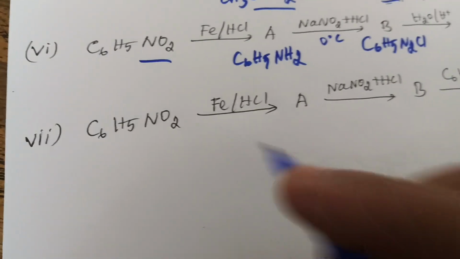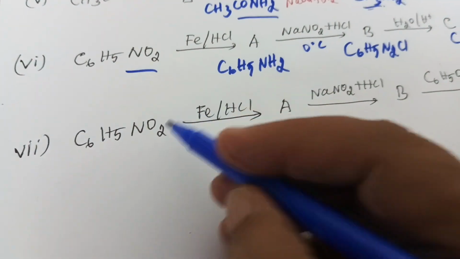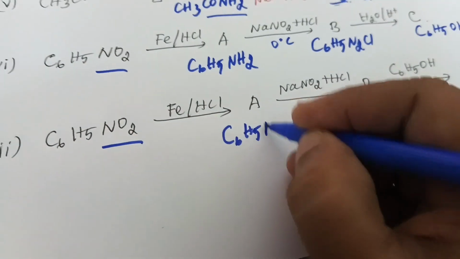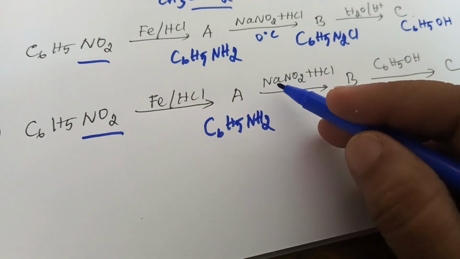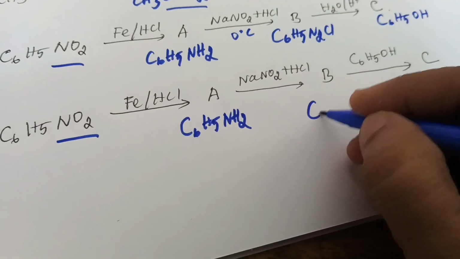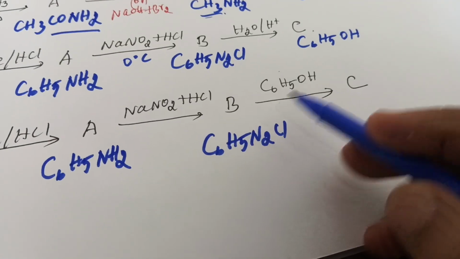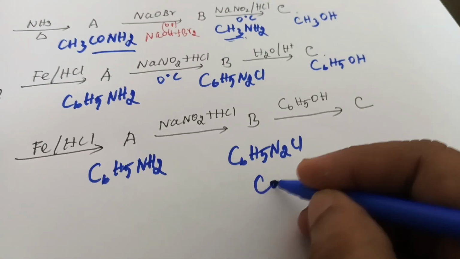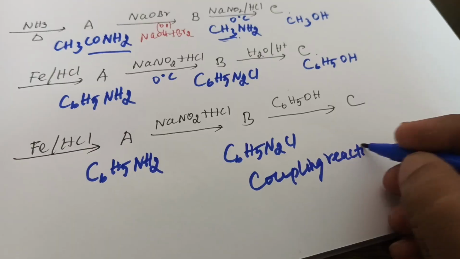Okay, the last one. C6H5NO2 in the presence of iron and HCl, the same pattern. So NO2 on reduction gives C6H5NH2. A is C6H5NH2. Again that same reagent, NaNO2 and HCl. So it is a diazonium salt, C6H5N2Cl. Now the reagent added here is phenol. So diazonium salt with phenol, here it is a coupling reaction. It gives a dye.